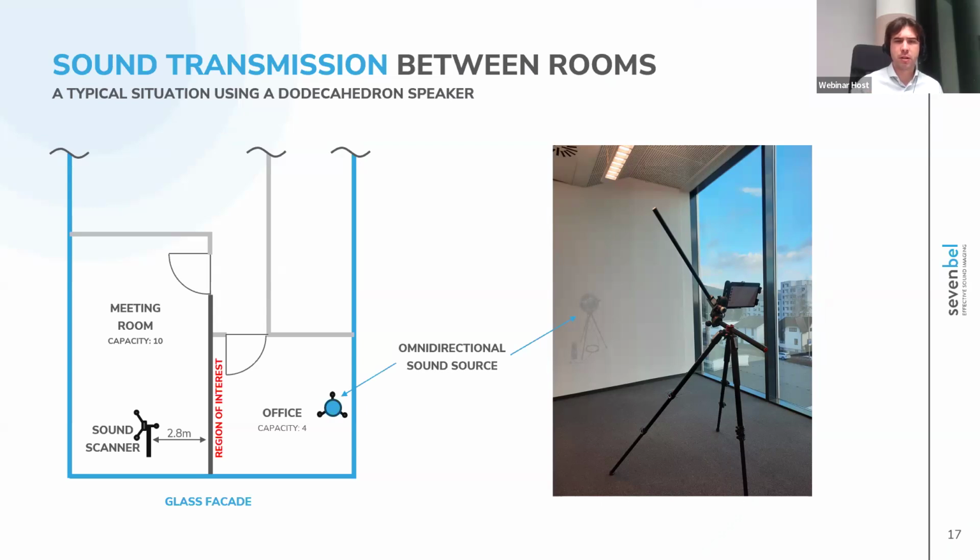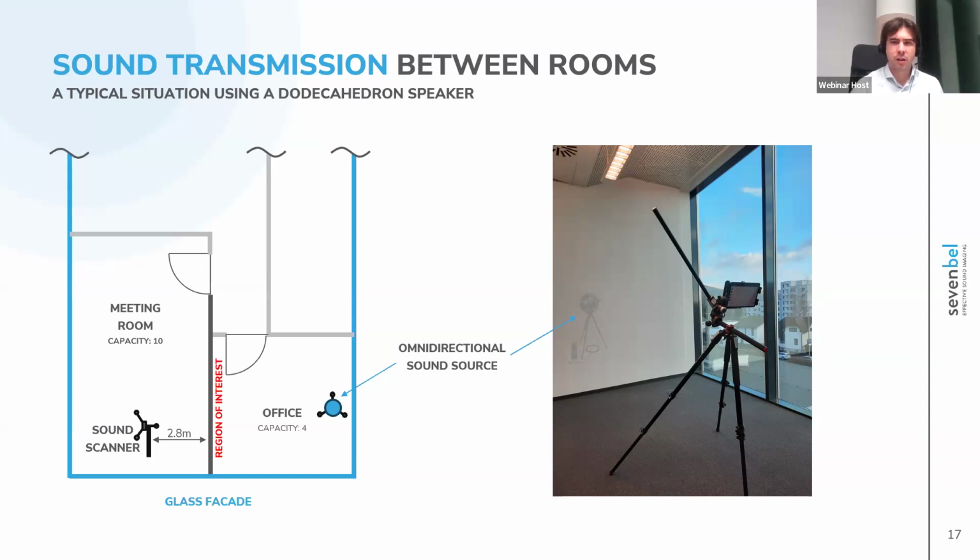We're trying to determine the transmission paths in a certain partition that separates 2 rooms, in this case, a meeting room and an office. To replicate a real-life situation where some noise is made in the office and filtering inside the meeting room, we will place a dodecahedron or omnidirectional sound source inside of the office, make it radiate white noise, and record that on the other side, in the meeting room, either with a sound level meter or with the sound scanner, in this case.